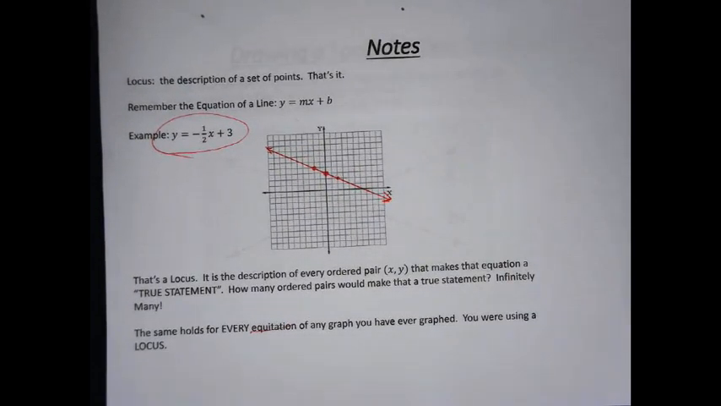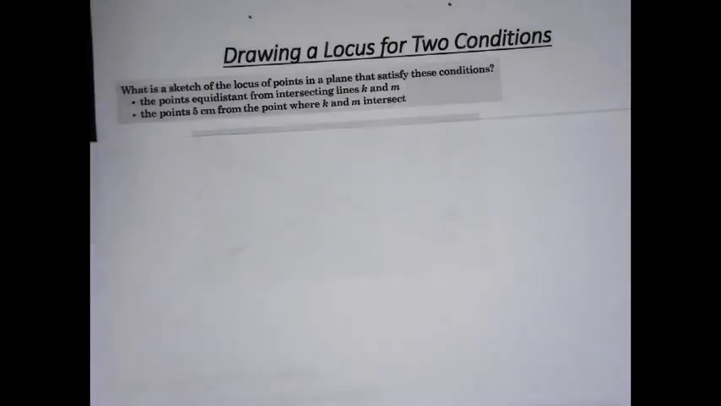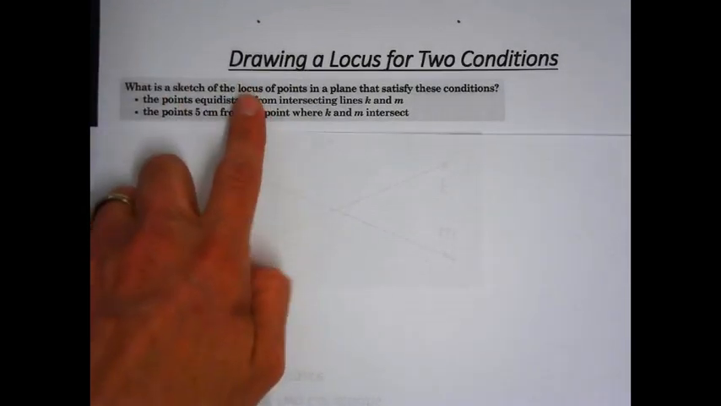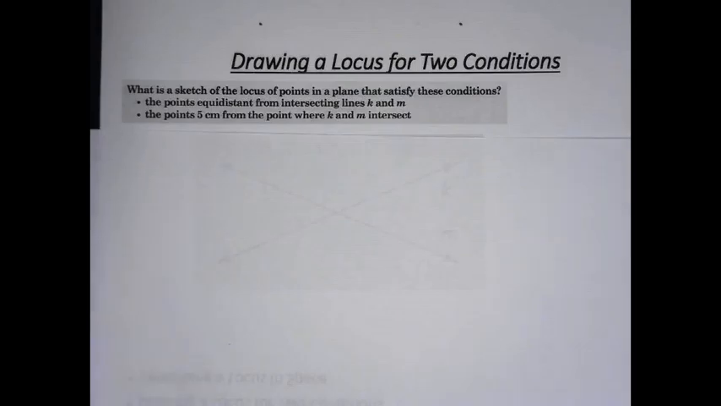But now what we're going to do is take that concept and make it even more challenging. We're going to deal with loci, or plural of locus, that have more than one condition. Okay, so now what we're going to do is talk about a locus that has conditions, plural. Now this is going to get interesting.